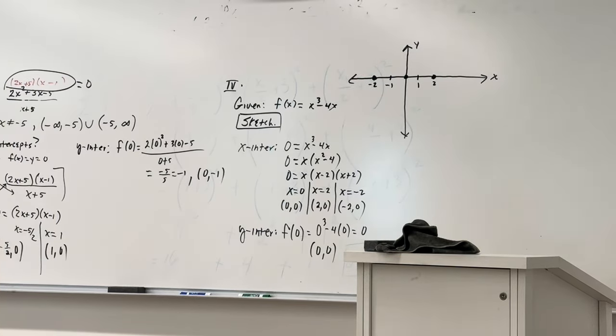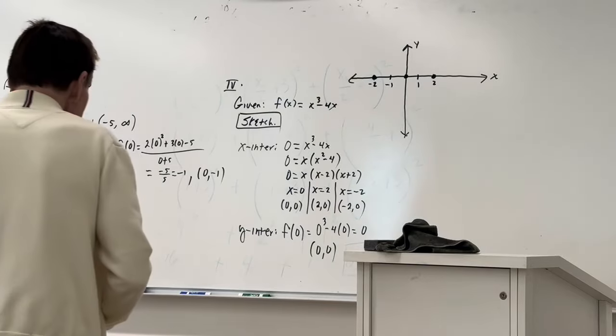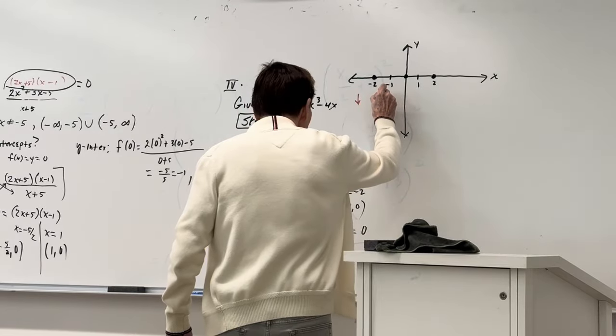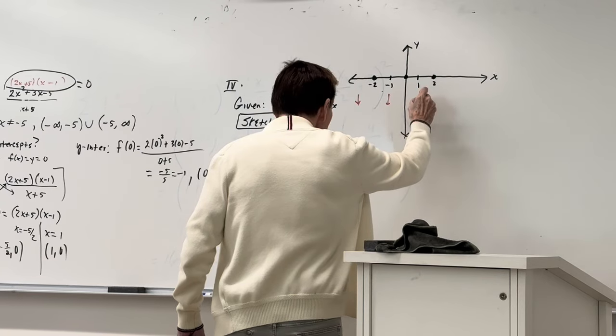Now, can someone tell me what we did yesterday, that we've done so many times in class, that might help me to get the shape of this graph? Because the graph has to pass through those x-intercepts. Anyone recall what we did? We did sign analysis. It's maybe the same problem we did yesterday.